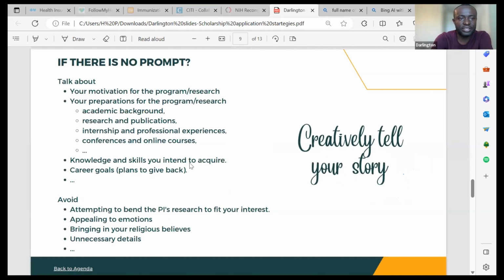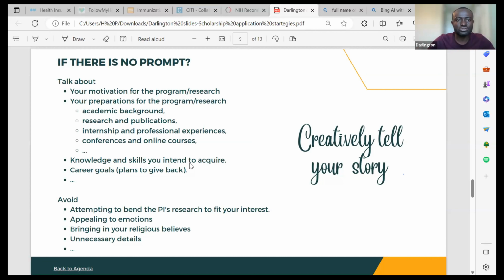So if there is no prompt, because a few applications have no prompt, these are general things you need to talk about in your motivation letter or statement of purpose, whichever one you are writing. You might want to talk about your motivation for the program or for the research if it's a PhD. You talk about your preparations for the program or the research.